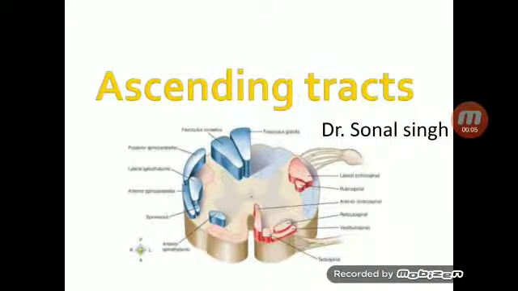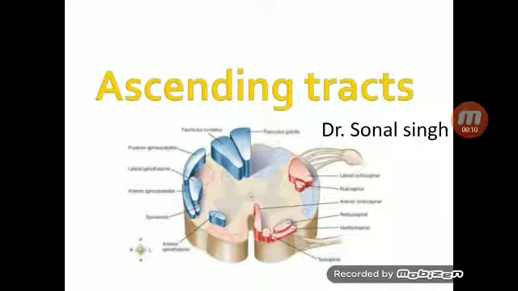So first and foremost, what are tracts? Tracts are bundles of axons in the central nervous system. Ascending means it goes up to the specific parts of the CNS. They are located in the white matter and conduct afferent or sensory information.